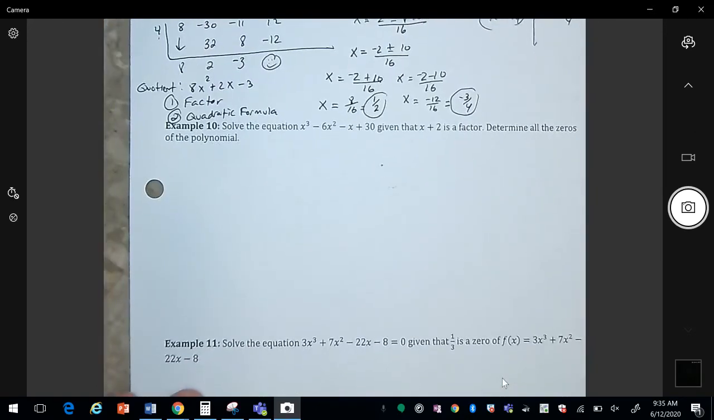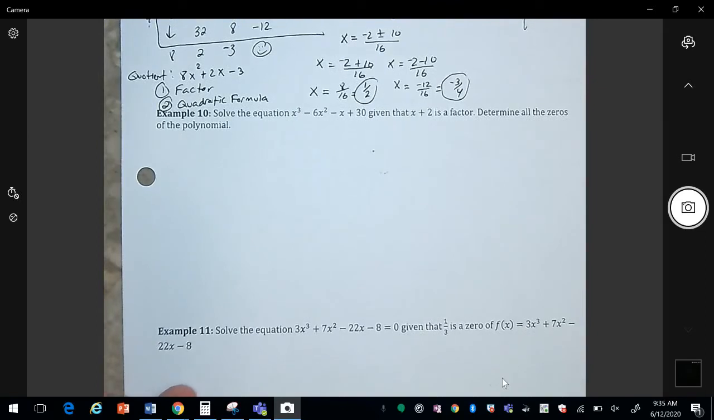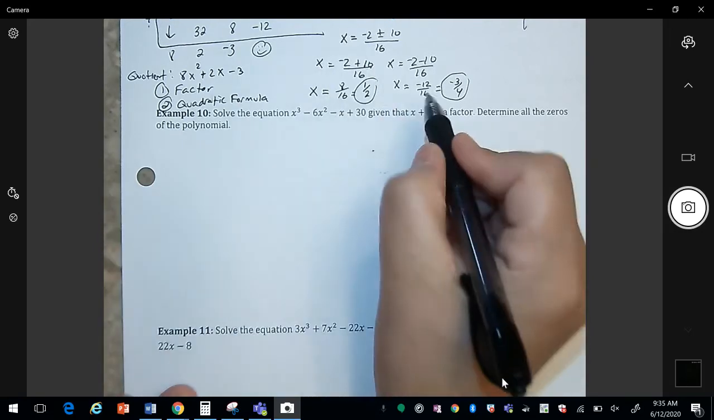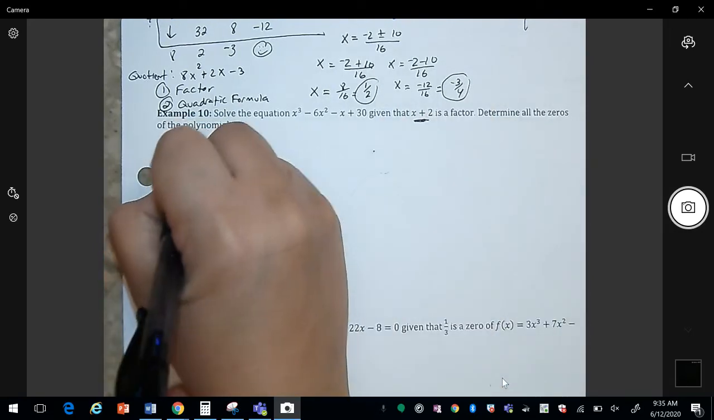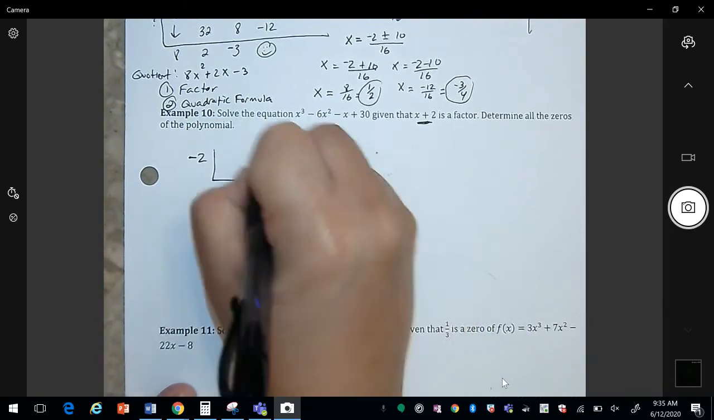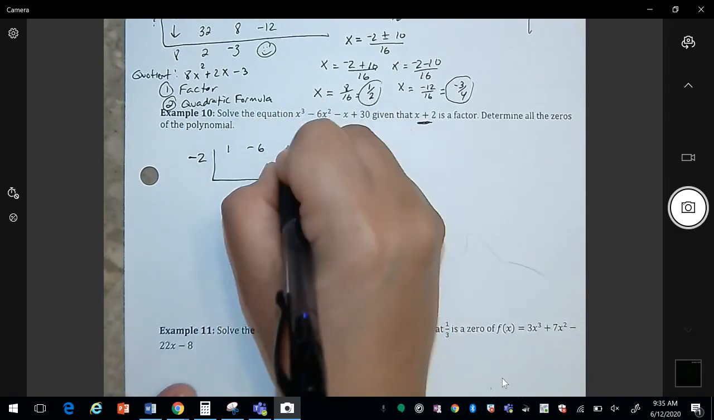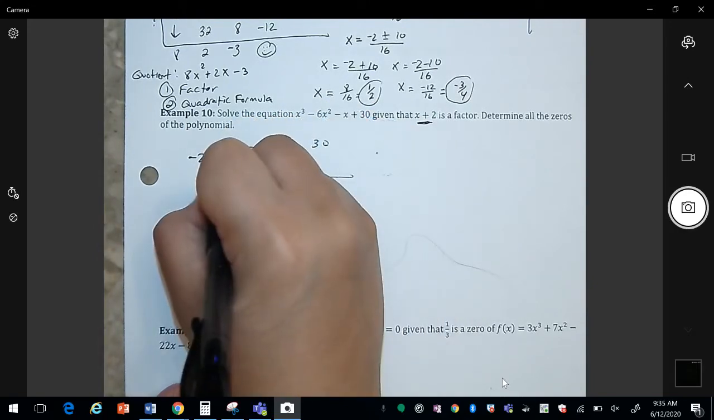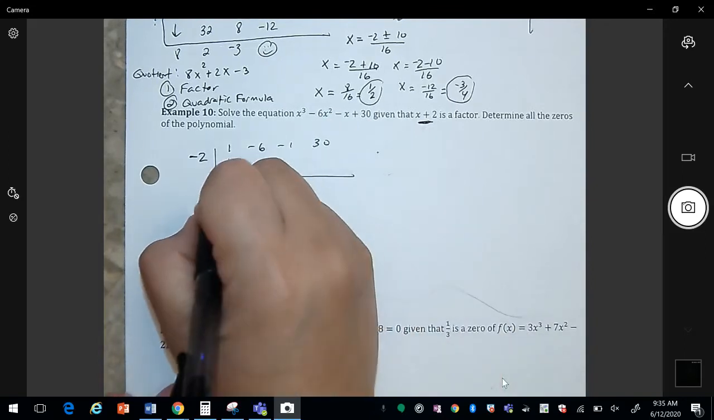Okay, let's look at example 10. Solve the equation given that x plus 2 is a factor, so determine all the zeros. Since they tell you this is a factor, we use synthetic division. So we have 1, negative 6, negative 1, 30. Since they tell you it's a factor, your remainder should be 0.